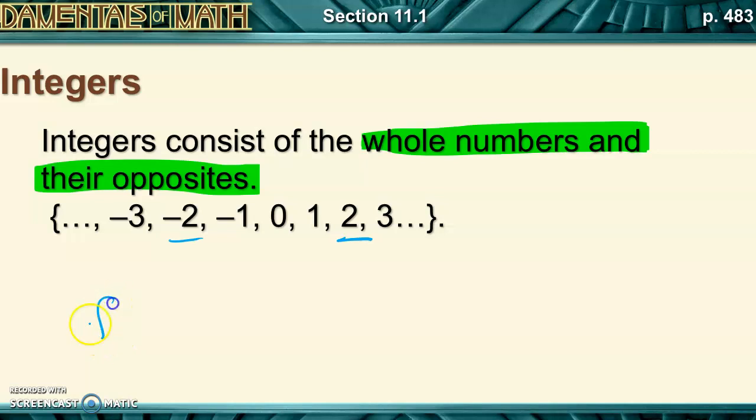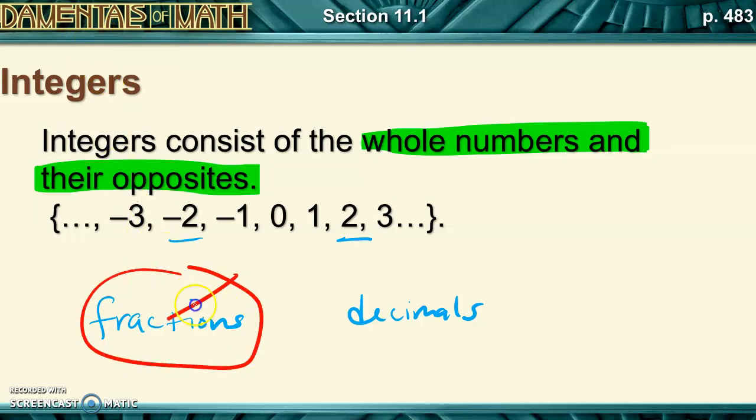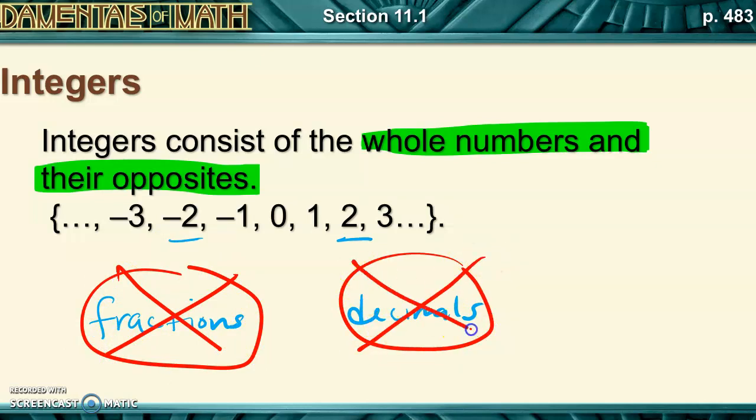So when we talk about integers, fractions and decimal values that cannot be simplified to whole numbers are not considered to be integers.